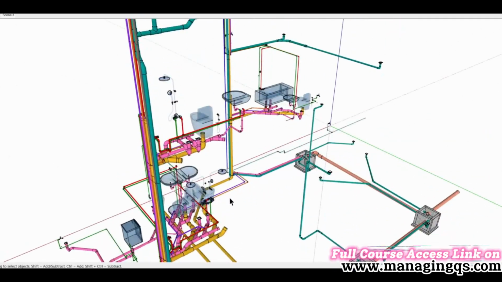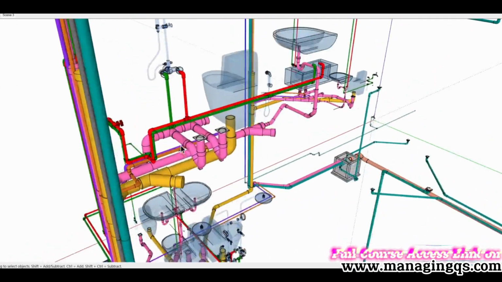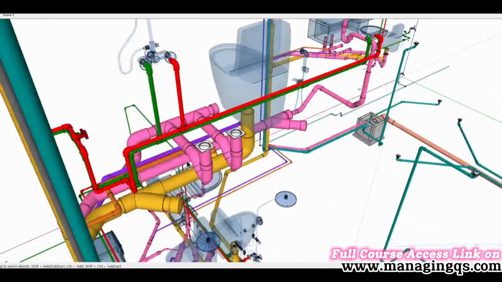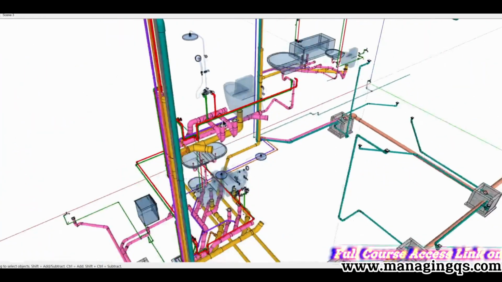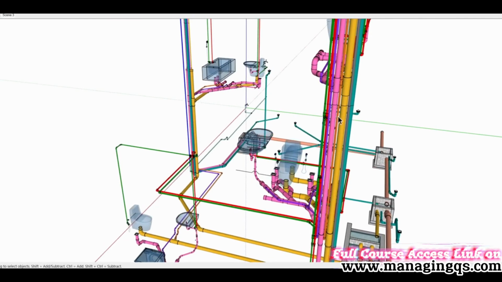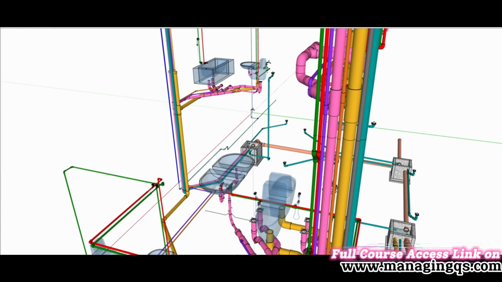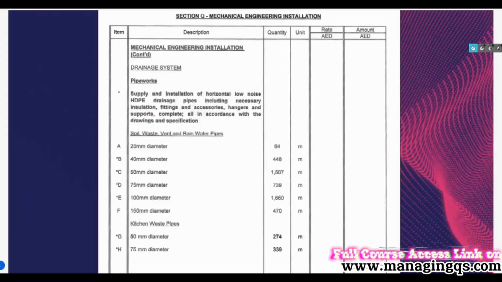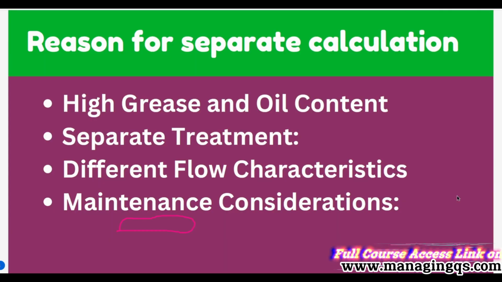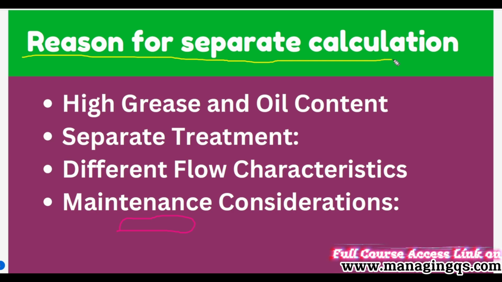So we have 2 ways to calculate the drainage pipe. The first one is to calculate the horizontal drainage pipe separately, and the second way is to calculate the vertical pipe separately. So this is the idea behind drainage pipe measurement. Alright, so the problem is why we have to calculate this kitchen waste pipe separately. This is our main intention of this session, right? So now I'm going to discuss the reasons for the separate calculation.